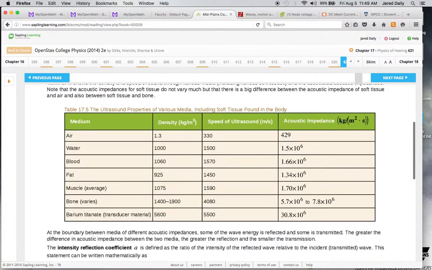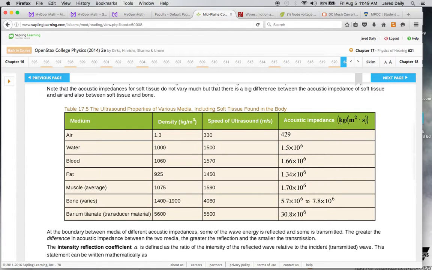So here they show the speed of ultrasound waves as they go through different things. So they go through air, 330 meters per second, just like normal sound, but water, 1500, right? And those different speeds actually determine how the image comes out, or what kind of effect it has on those things in the body.